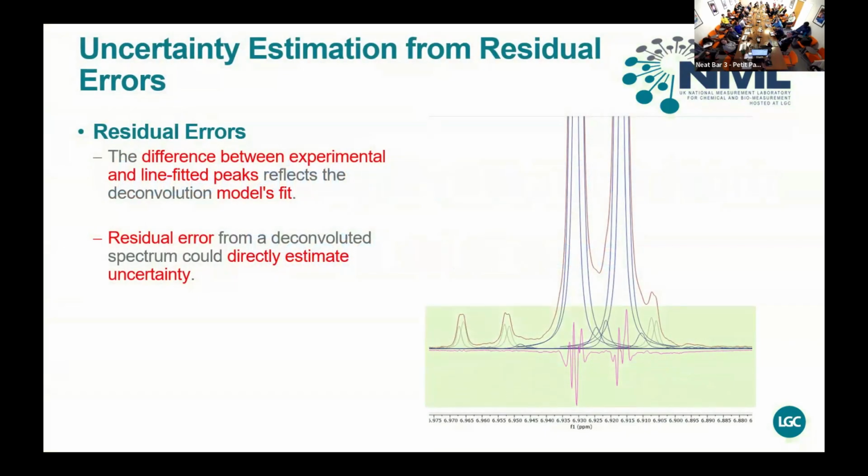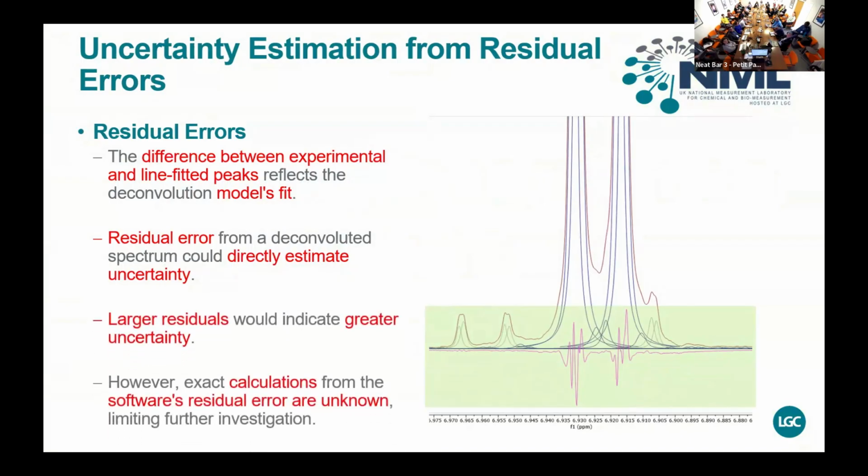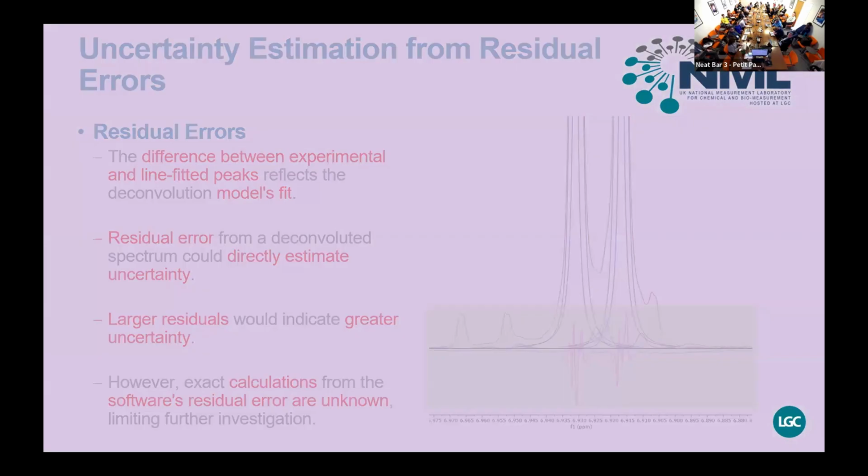The residual error is the experimental line minus the line-fitted peaks, and it can reflect how good your deconvolution model was. It could be a direct way of estimating the uncertainty, with larger residuals indicating a greater uncertainty. However, Mestrenova software provides you with the residual error value, but it's unclear exactly how they get that value. So we were limited in further investigation into that type of uncertainty.